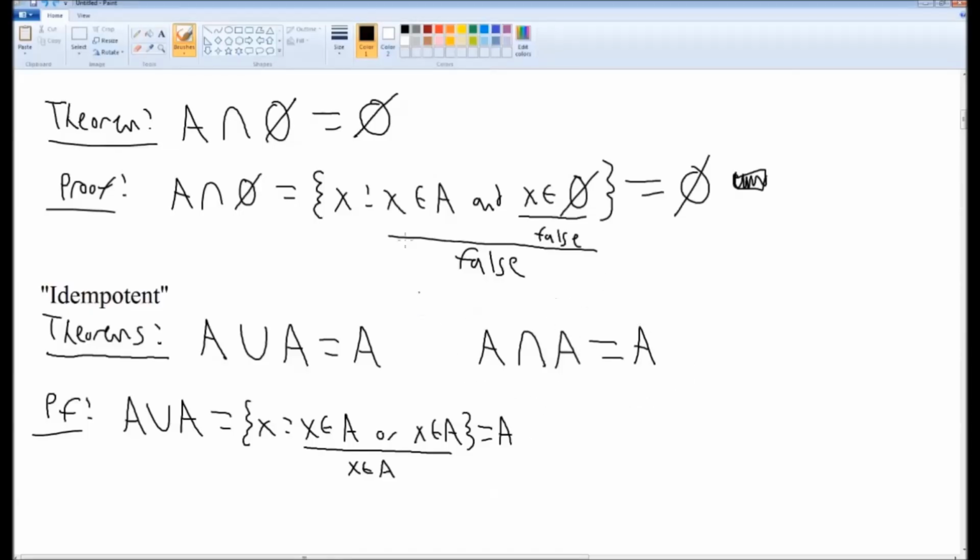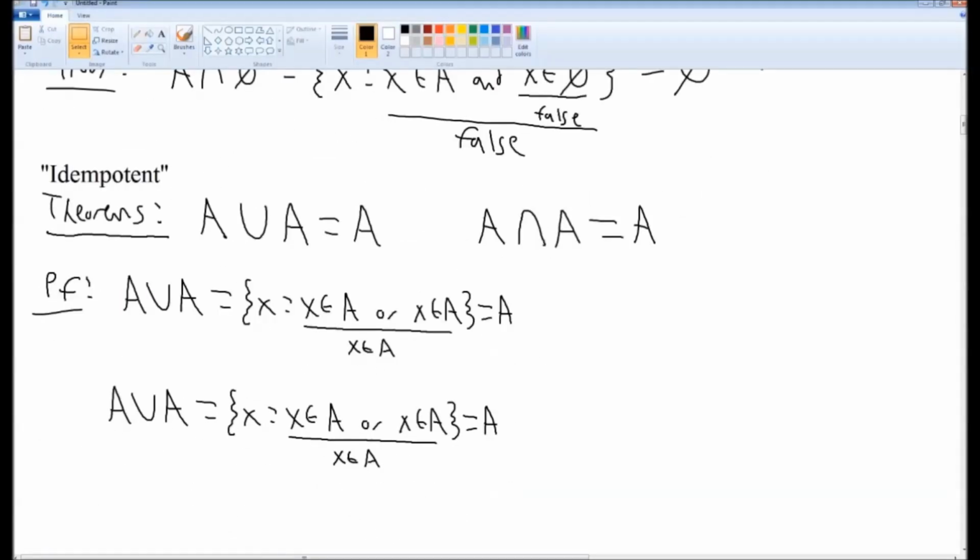And now to prove this, it's the exact same logic. We can even copy paste it, but the only difference is that when you do the intersection of A and A, it's the set of X such that X is an element of A and X is an element of A, because intersection corresponds to and. But again, saying X is in A and X is in A simplifies to just saying X is in A. So this is the set of X for which X is in A, which is just A. So that proves both of them.